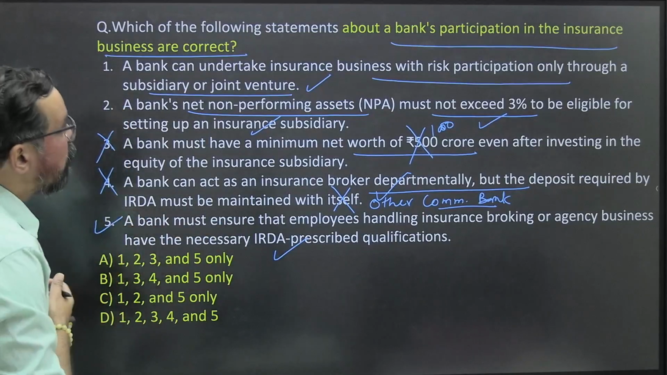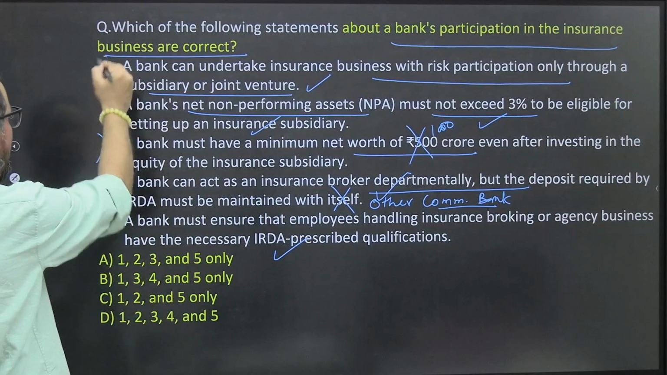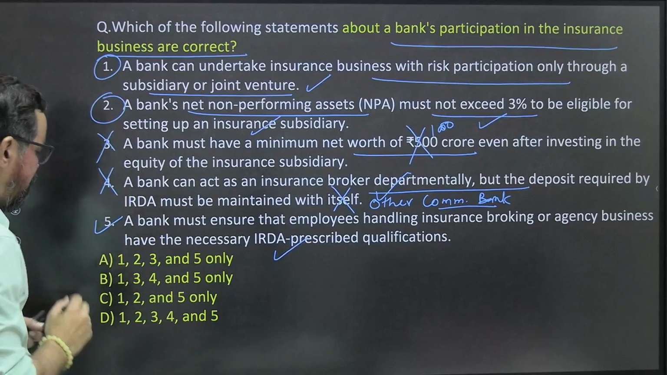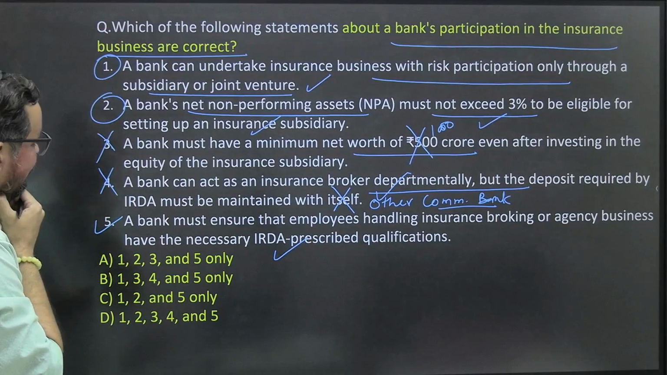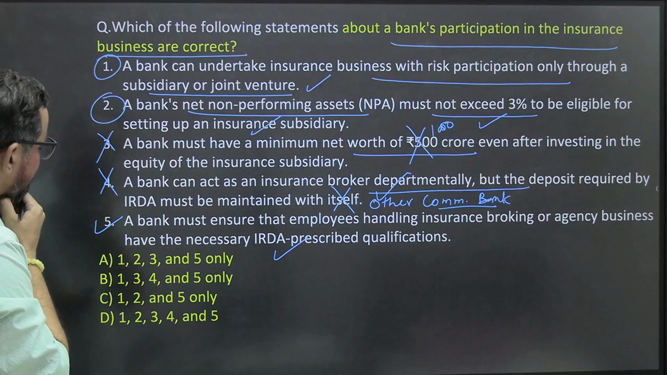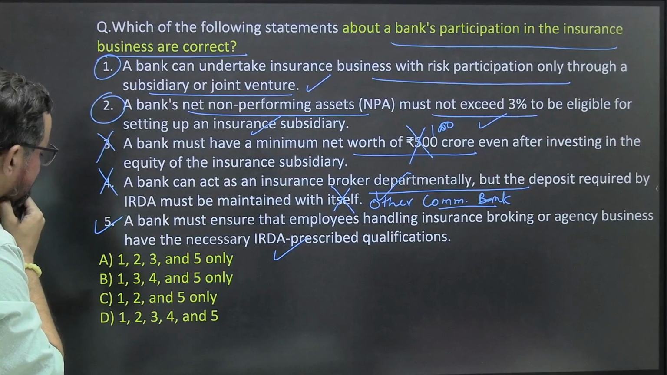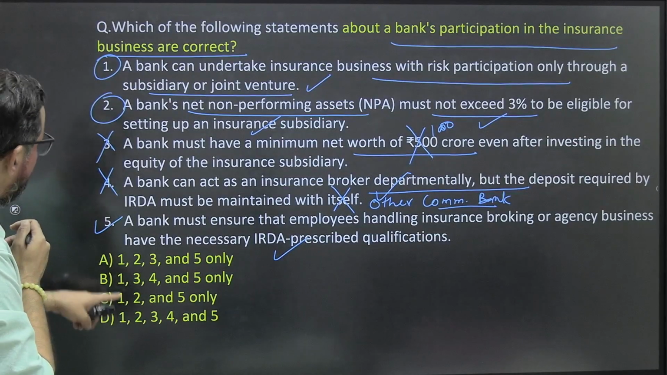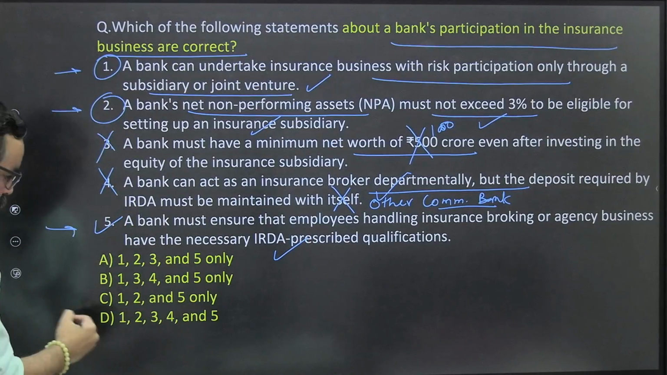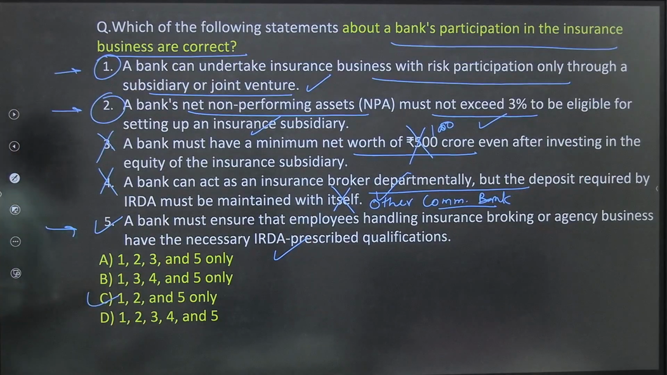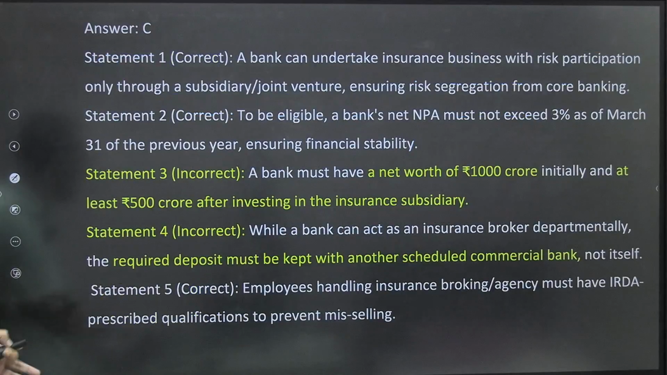Okay? So what we have to find out is the correct statements: 1, 3, 5. A bank, 1, 3, 5. We do not have 1, 3, 5 in this case. 1, 2, 5. Sorry, 1, 2 and 5. Okay, 1, 2, 5 means option C will be the right answer for this particular one. Yes, C is the right answer.